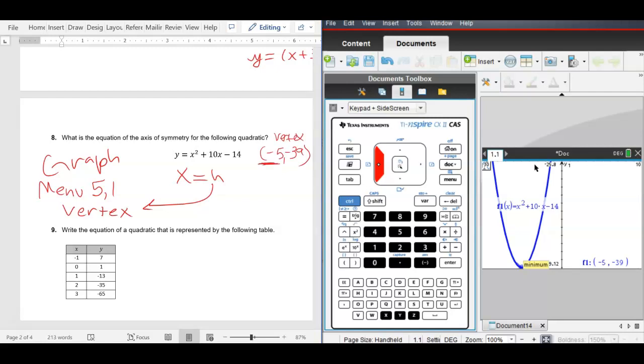So all I care about is the x value. So for the axis of symmetry, it's x equals, and the x value is negative 5. That's it. Okay. You know, it'd be a vertical line going straight up and down through this vertex at that x value.